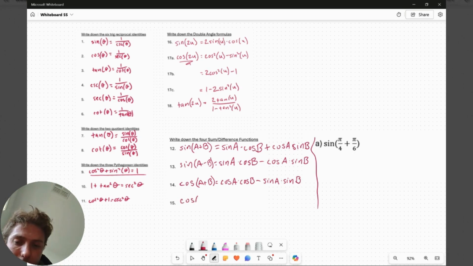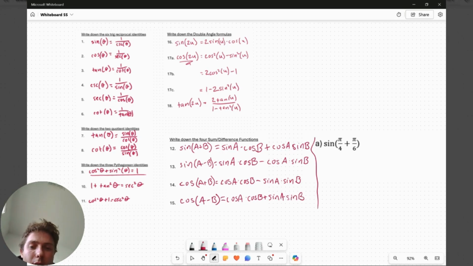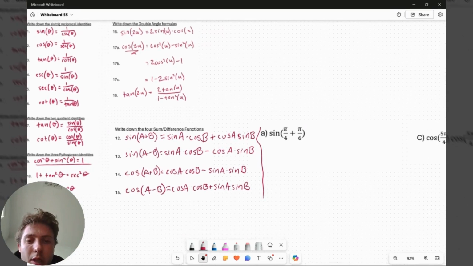And then same idea just with subtraction now. You guessed it, like I said before, we know that the operator is opposite for cosine. And now we have our sum and difference formulas.